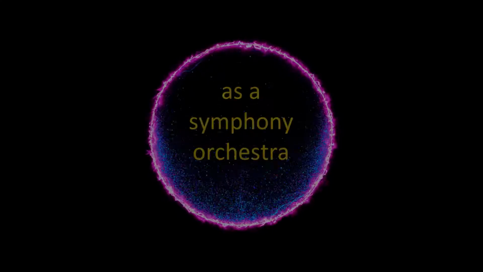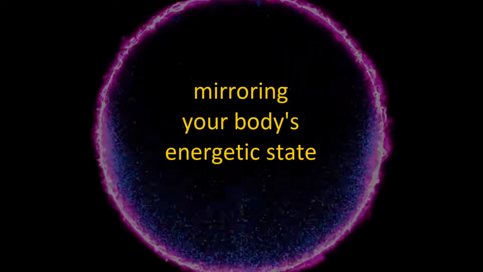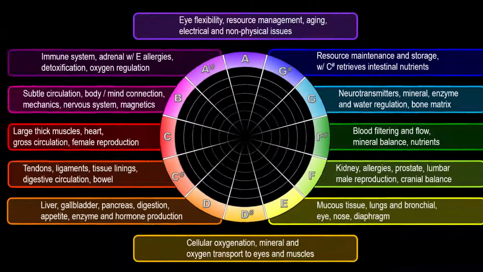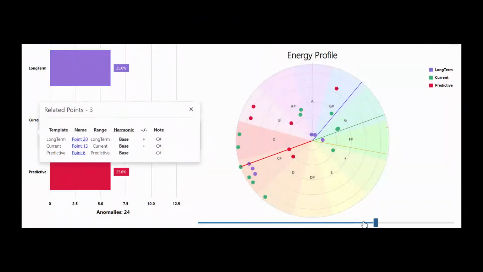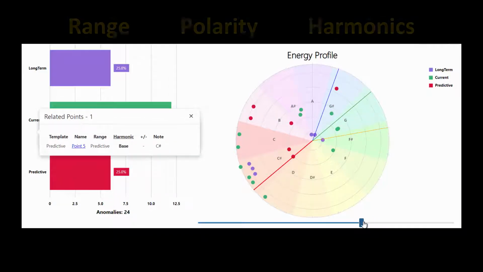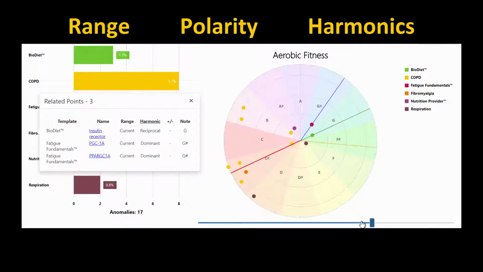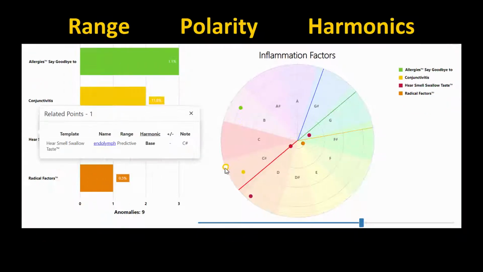Imagine your voice as a symphony orchestra of frequency and vibration, mirroring your body's energetic state. Audible dissonances are captured by the portal and transformed into visible points. BioBundles gather these anomalies into a singular tool by merging range, polarity, and harmonic attributes of the vocal file. This presentation offers an overview of these attributes to increase sensitivity to causal events and insights towards remediation.